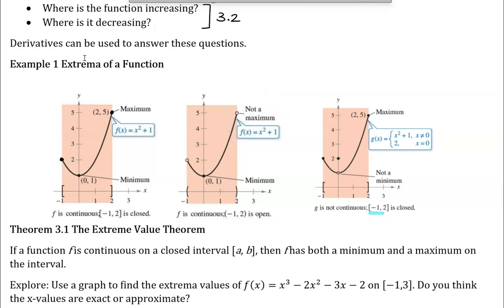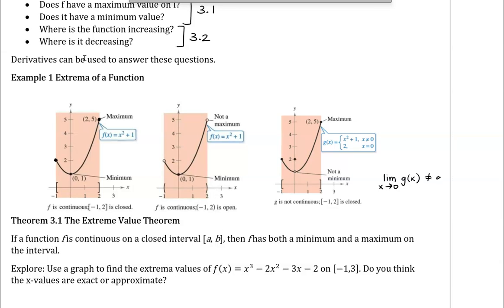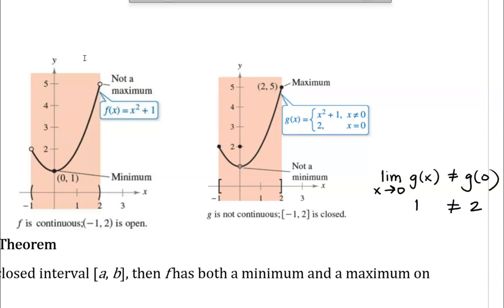Now here we are back to a closed interval, but we have adjusted the function so that it is no longer continuous. The function's not continuous right here at x equals 0. If you think back to section 1.4, we learned that this function is not continuous because the limit as x approaches 0 of g of x does not equal g of 0. The limit goes to 1, but the function value at 0 is 2. So that's why that function there is not continuous, because of this jump that's happening in here.